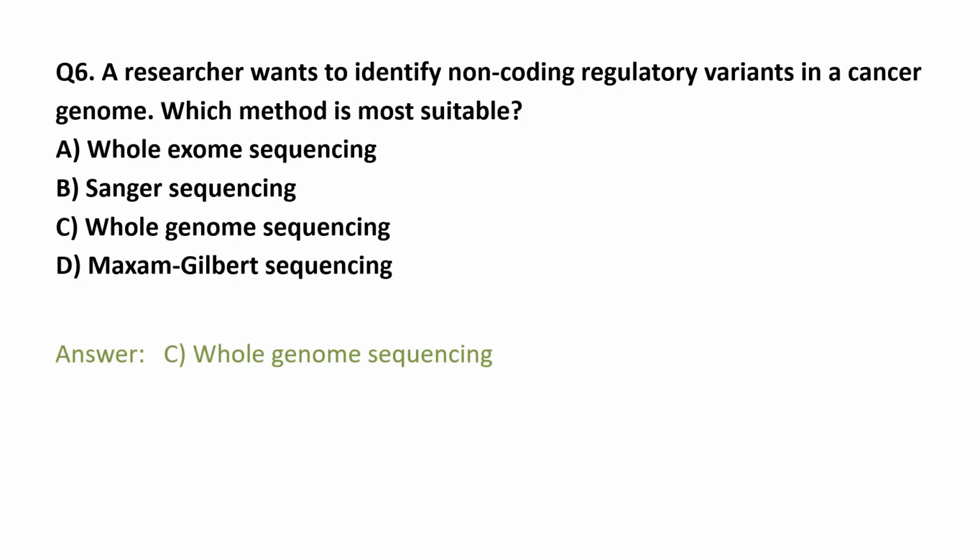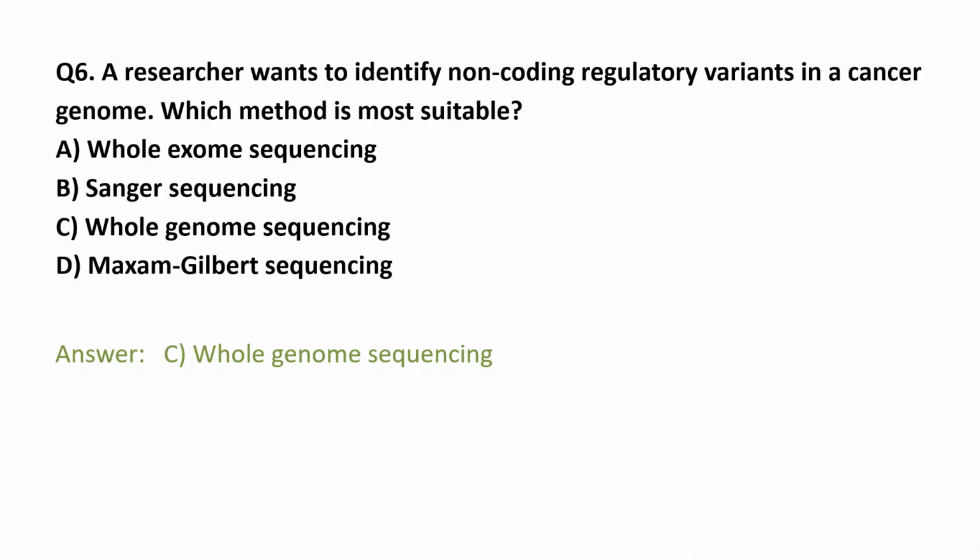So the answer is whole genome sequencing. To identify non-coding regulatory variants in a cancer genome, whole genome sequencing is the most suitable method. If you ask why, whole genome sequencing sequences the entire genome, including both exons and introns, or basically coding and non-coding regions. The non-coding regions often harbor regulatory variants that affect gene expression and are crucial for understanding cancer mechanisms.